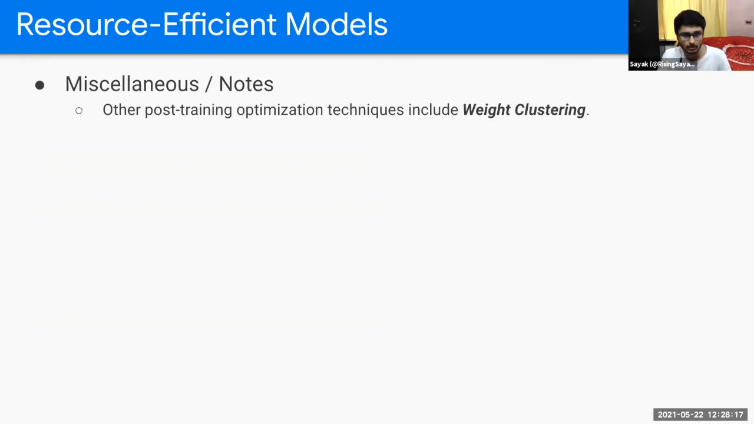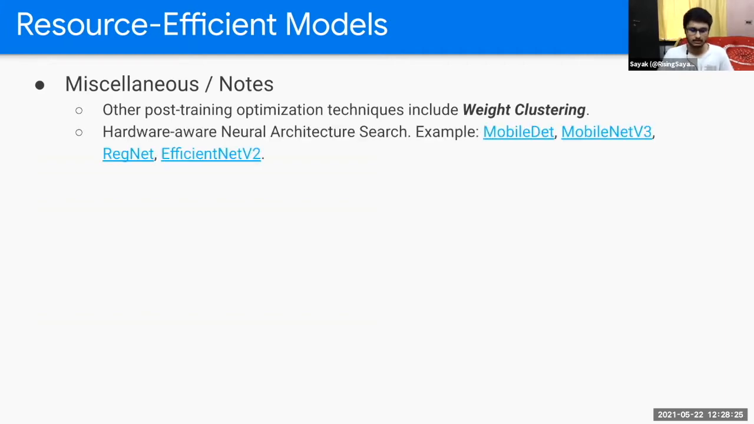So other post training optimization techniques exist, and one such very practically oriented technique is weight clustering. And there's also quite some research around the area of hardware aware neural architecture search, where you guide your search with constraints like, hey, I'm going to deploy this model on a resource constrained hardware, so I want you to yield models that respect that criteria. So that's what is called hardware aware neural architecture search.